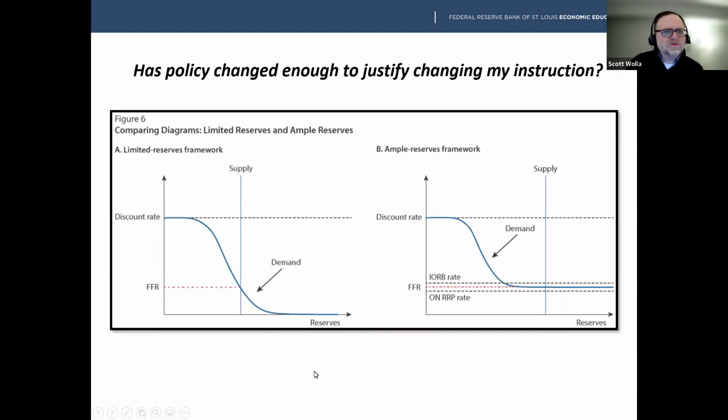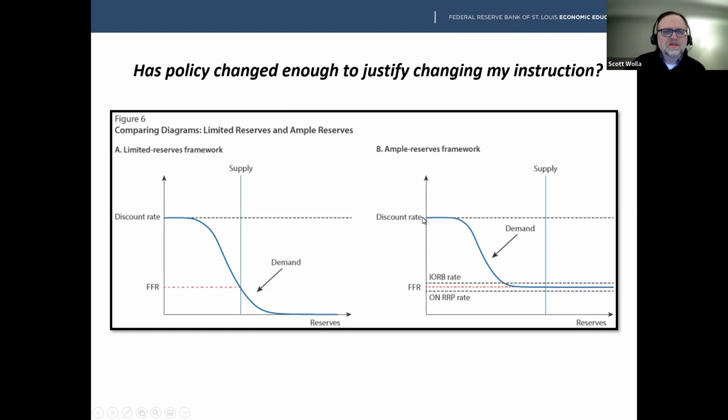So has policy changed enough to justify my instruction? That was the question we asked earlier. This is the old limited reserves regime, where we have the supply curve in the downward sloping portion of the demand curve. In the ample reserves regime, we have it in the flat portion. You'll notice that the demand curve doesn't drop all the way to 0 because these interest rates, the administered rates, are being used to move the federal funds rate higher and lower. And as the Fed raises and lowers these rates, it's actually shifting this part of the demand curve. And same thing with the discount rate.